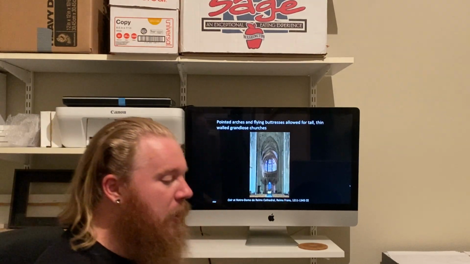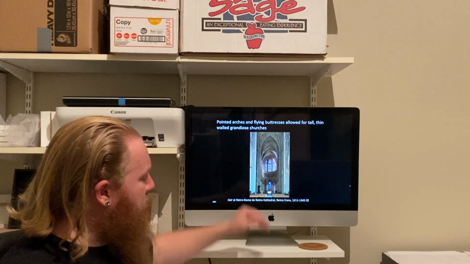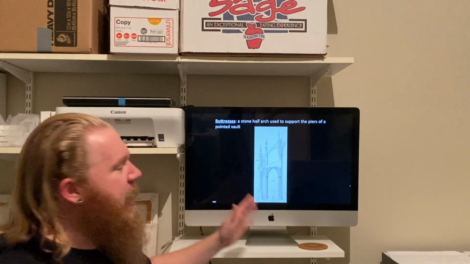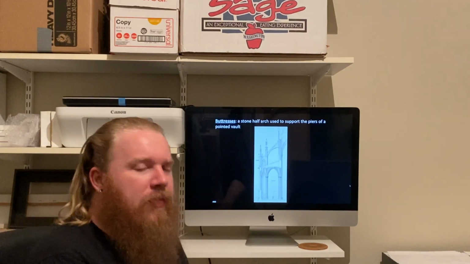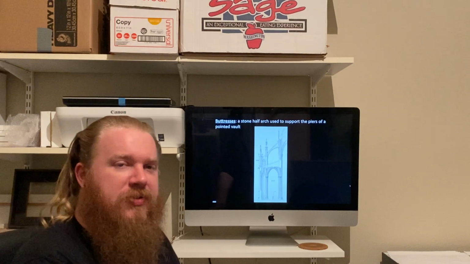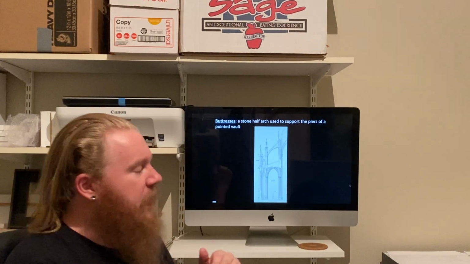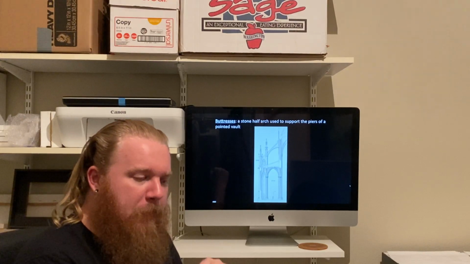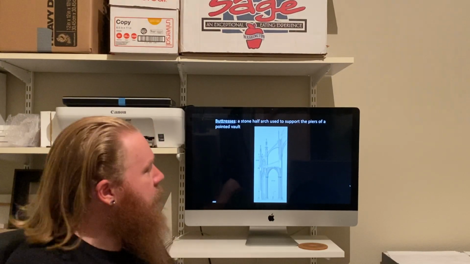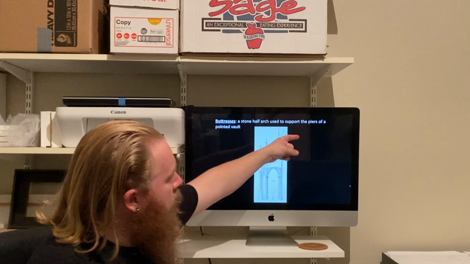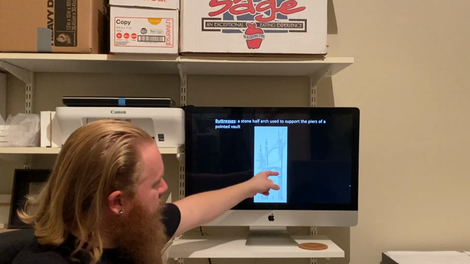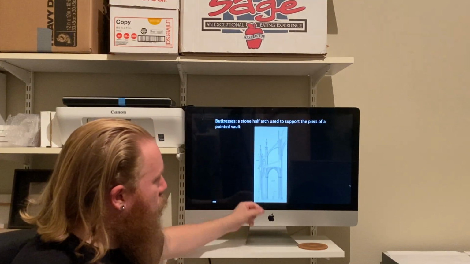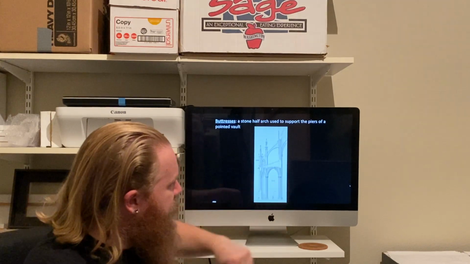But aside from the pointed vault, the other major aspect of these Gothic cathedrals is what's known as a buttress or a flying buttress. And so this is a stone half arch which is used to support the piers of a pointed vault. So if we see our pointed vault here, then we would see another pointed vault which acts as our ambulatory around the main nave of the cathedral.